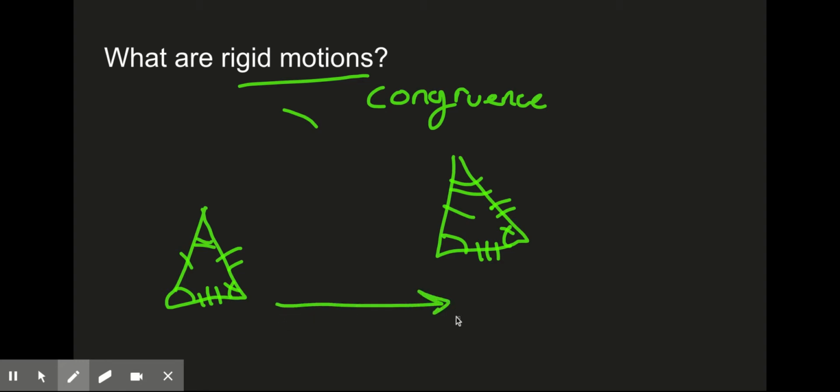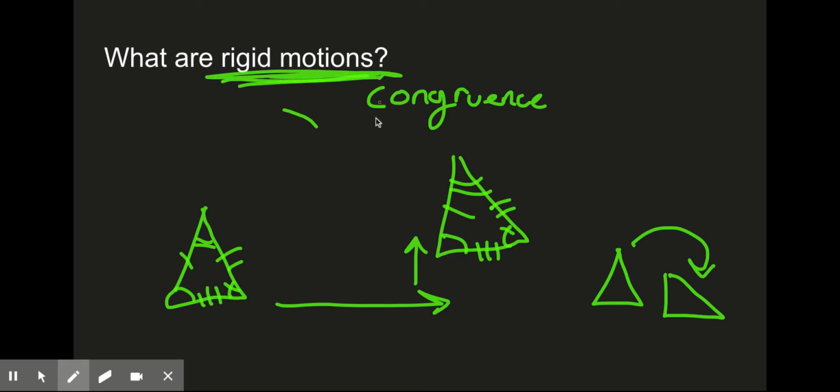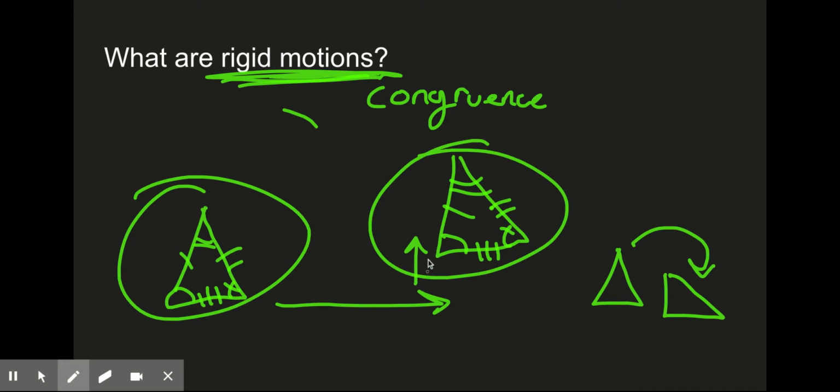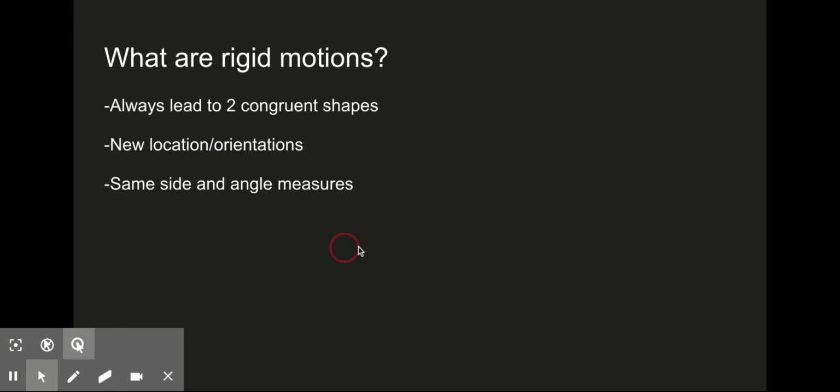So this would be a rigid motion over to the right and then up, right? This is a rigid motion where you take this and you just rotate it, right? You go like this. They do not affect the actual measurements. It's things like dilations that lead to similar shapes, but they haven't been moved through a rigid motion.